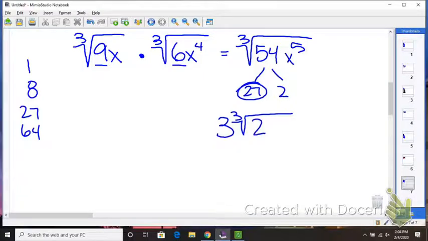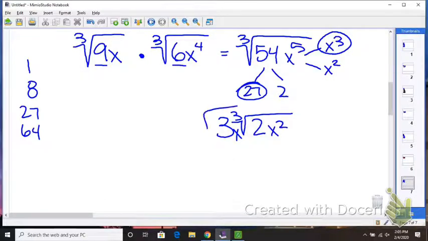So now we have to break our x to the fifth up to what? X squared and what else? X cubed. What can come out of the house? X cubed. What's the cubed root of x cubed? X. And what stays in the house? X squared. So this is your answer.